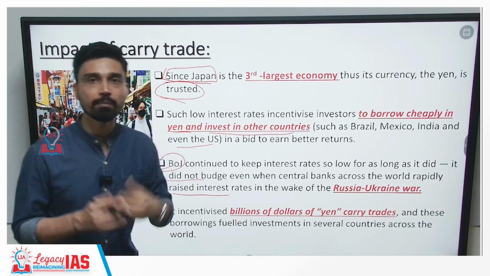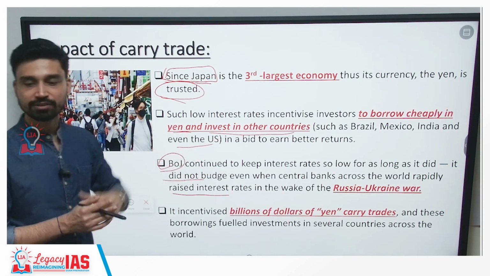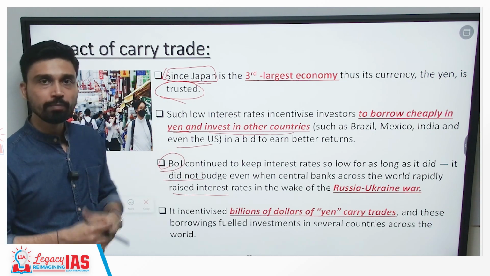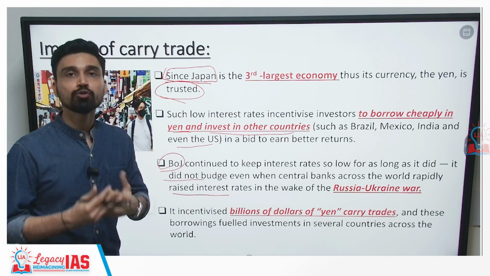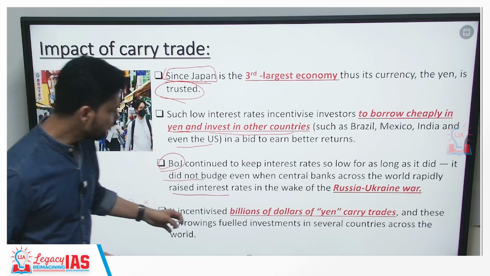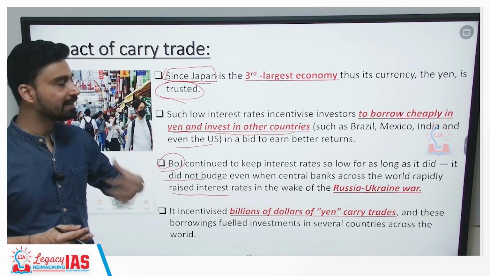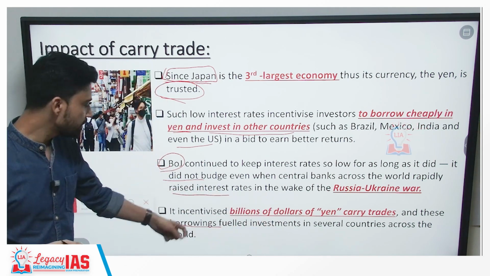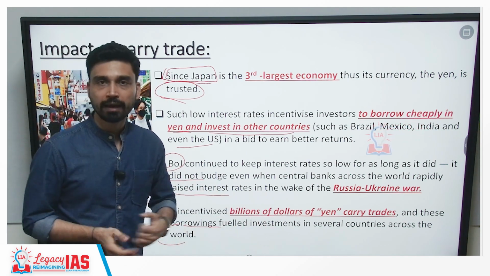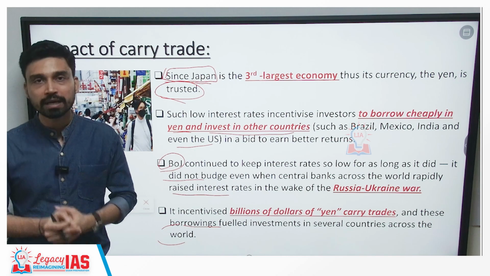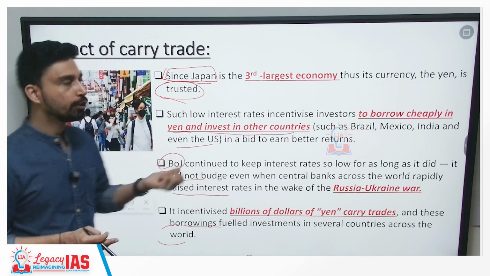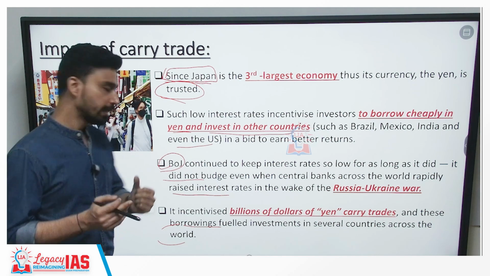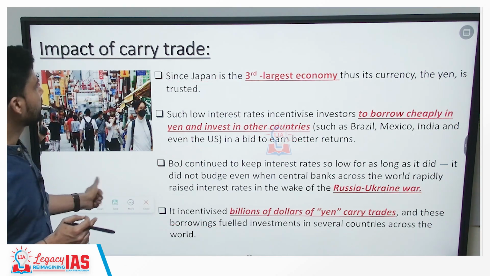Even at that time, the Bank of Japan kept its interest rate steady, and that made it much more interesting for investors to borrow from there, because it became much cheaper compared to other countries. It incentivized billions of dollars of yen carry trades, and these borrowings fueled investment in several countries across the world. And obviously, if a stock market boom or investment boom is happening due to a single factor, from a single region, any change in that factor can cause a catastrophe in the market, and that is something that we are seeing.